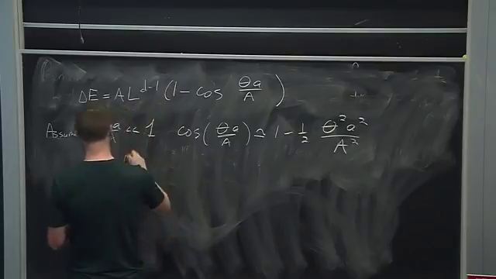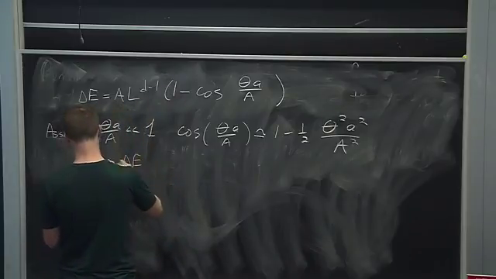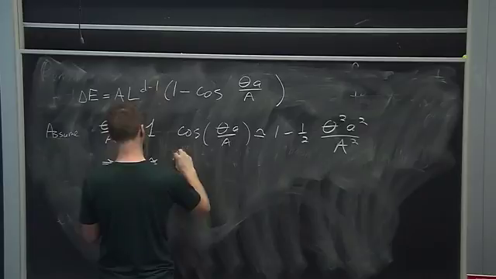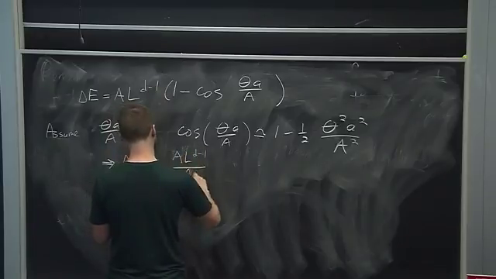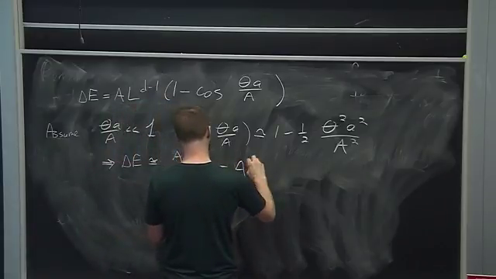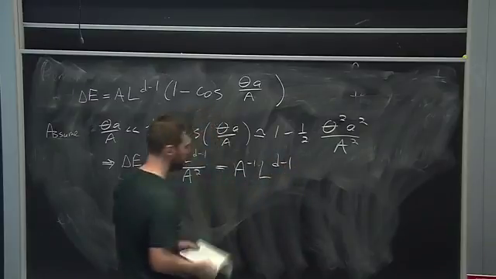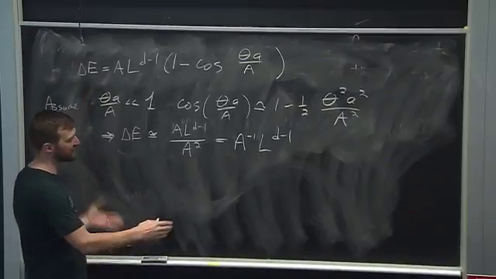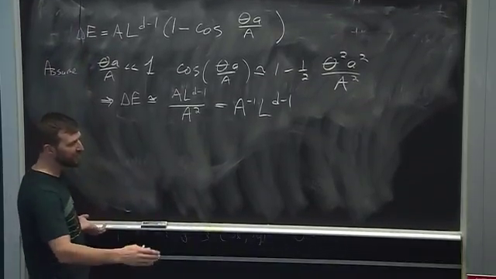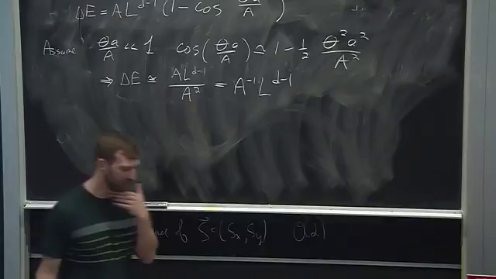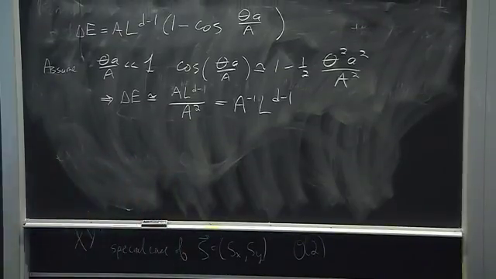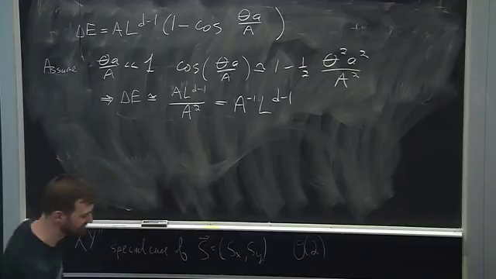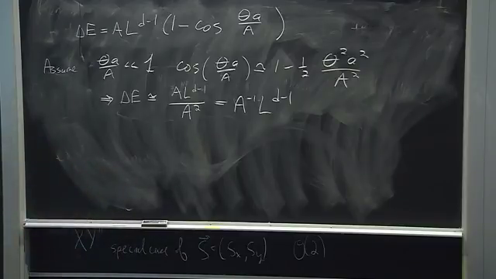So your delta E would go as the inverse size of the domain wall, times L to the D minus 1. Again, I just kind of wanted to cook off that dependence on A. So, if you just have nearest neighbor, question?